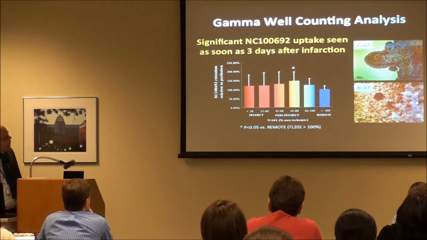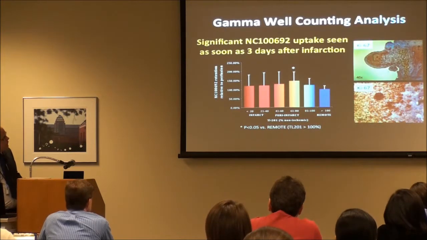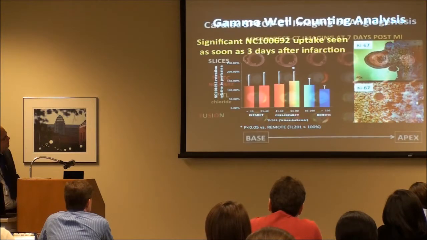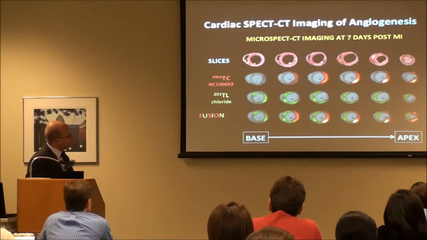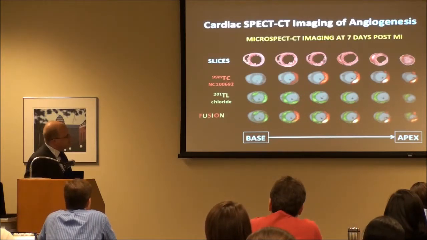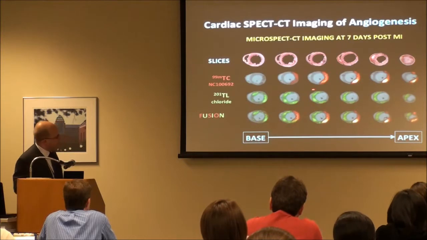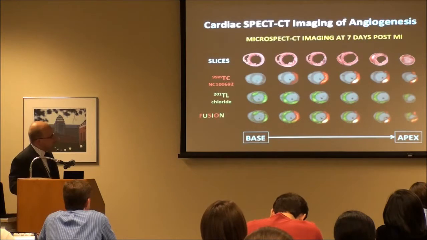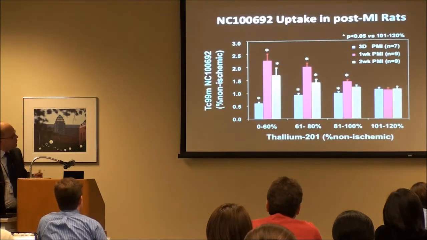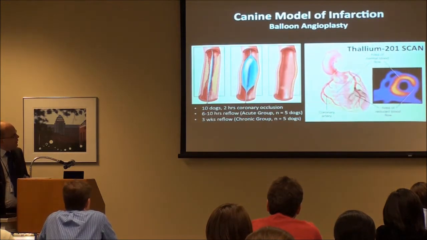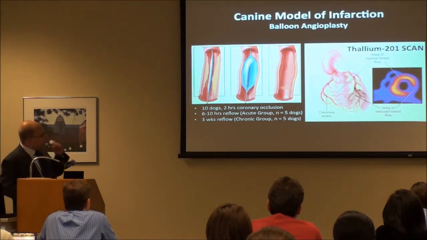And we've been able to look at the process of angiogenesis in the infarcted rat hearts as well. Shown here is the cardiac SPECT CT imaging of the angiogenesis in the heart. Again, similar to what you've seen in the mouse, the lack of perfusion in the heart corresponded to the uptake of our radiotracer, which showed the process of angiogenesis in the heart. We've also been doing some quantification. But I would like to go to the canine model of infarction.